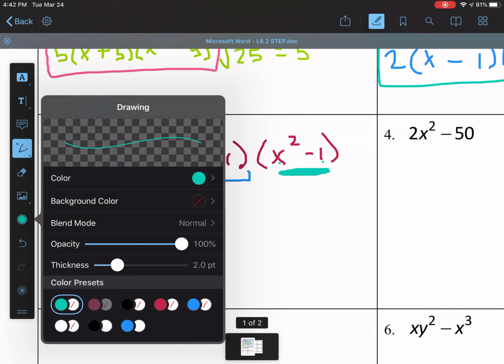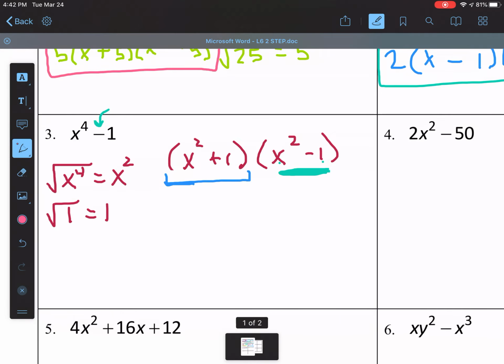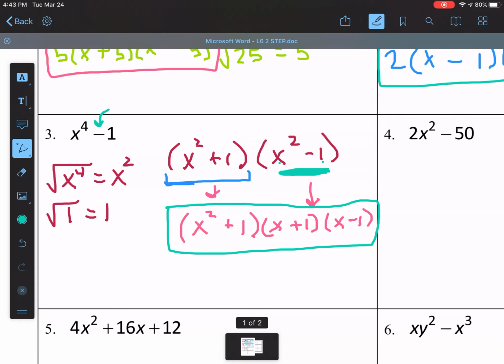Okay, so let's go back to that. All right, so the square root of, right over here, of x squared is x. And the square root of 1 is 1. So this guy is going to come down here and become x plus 1, x minus 1. And then, let me just erase this so I have a little bit more room. And then we have to still remember to bring down this guy from, he's still there. He didn't go anywhere. Got to make sure to attach him, okay? So this is our final answer right there, okay?